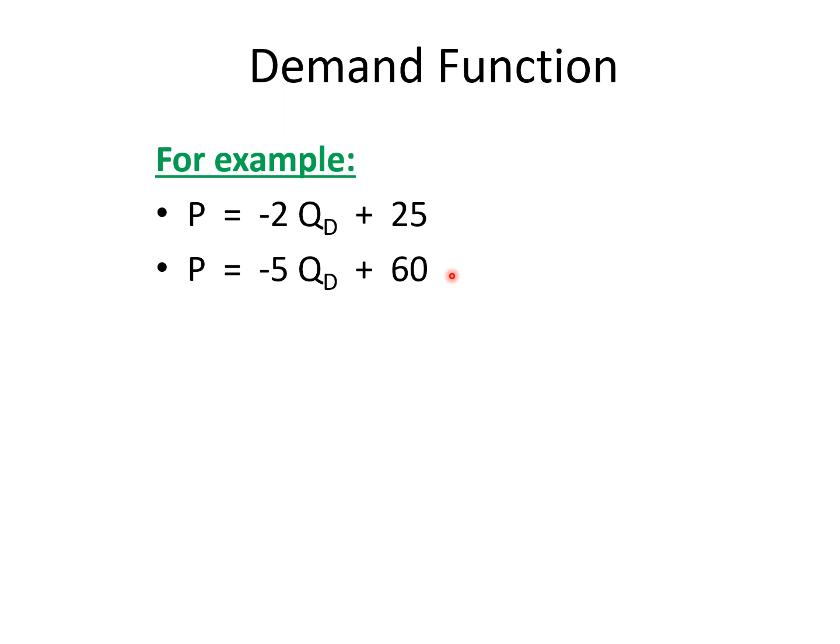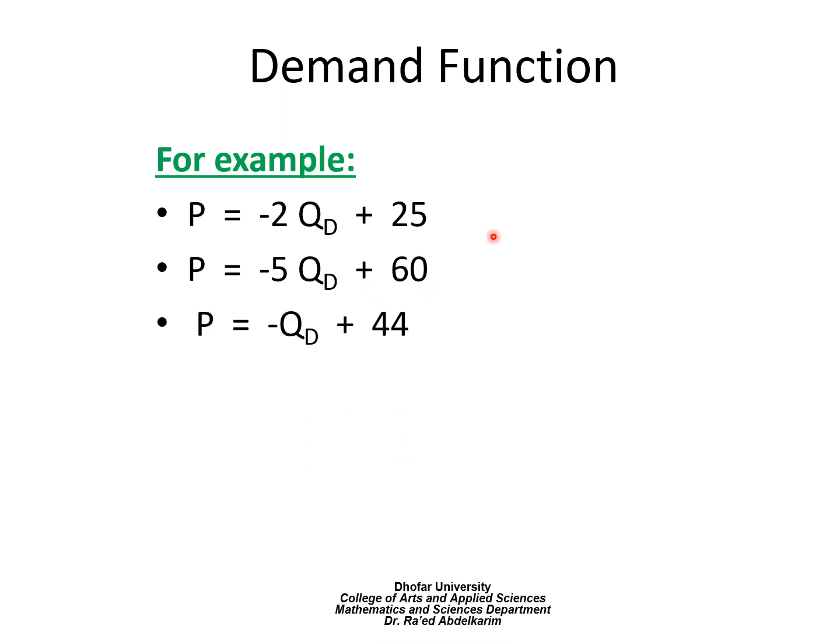Another example is P equals minus 5 QD plus 60. And one more example is P equals minus Q plus 44. You can see in all these examples, the real numbers here, minus 2, minus 5, minus 1, are the coefficients of Q. In fact, this is QD, the quantity demanded. So these are negative numbers. The other numbers are positive, so this is a decreasing function.